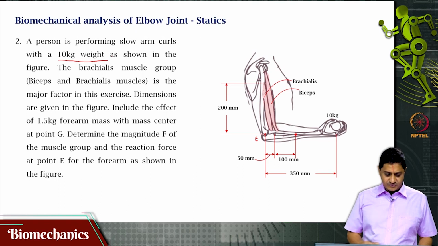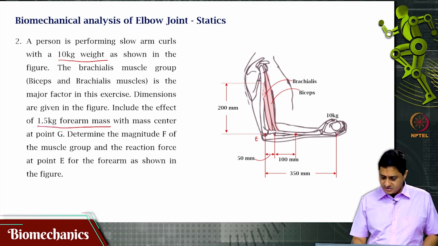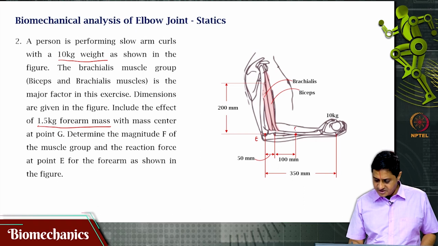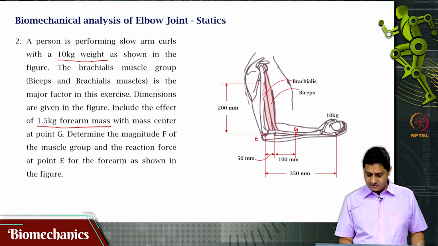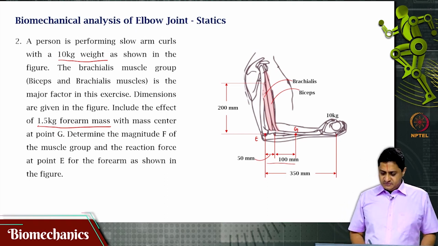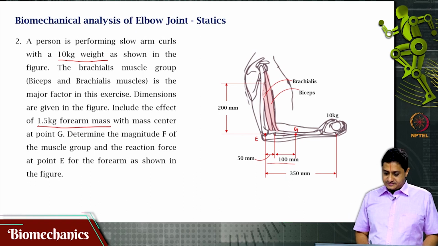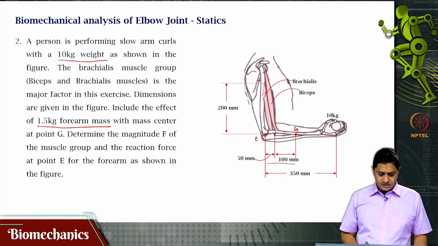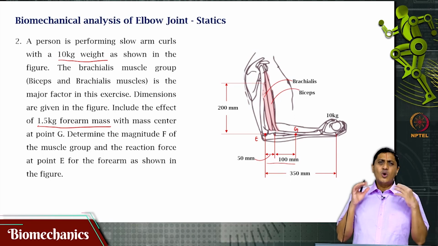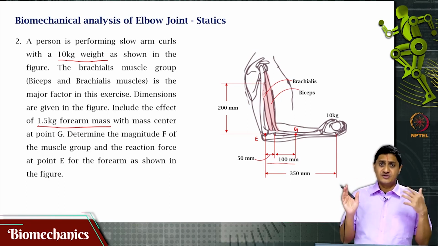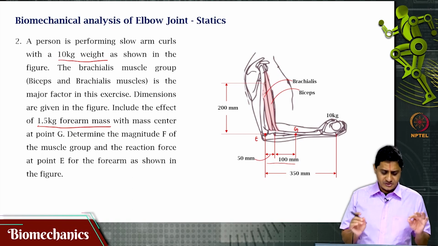Include the effect of 1.5 kg of forearm mass. Forearm mass is acting from this point G, which is at a distance of 150 mm from the elbow joint. This is the elbow joint. Determine the magnitude F of the muscle group. It is not a single muscle, but a group of muscles. So, let us assume that the total force produced by all these muscles is some force F, and that is what is required to be determined.